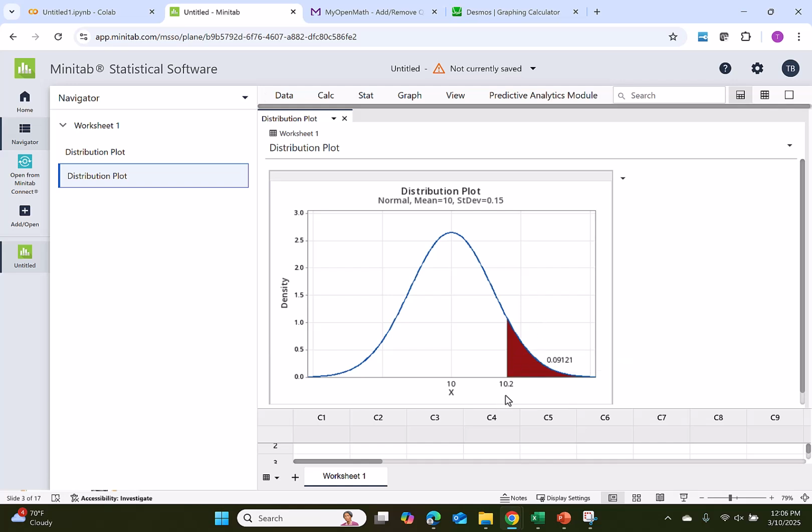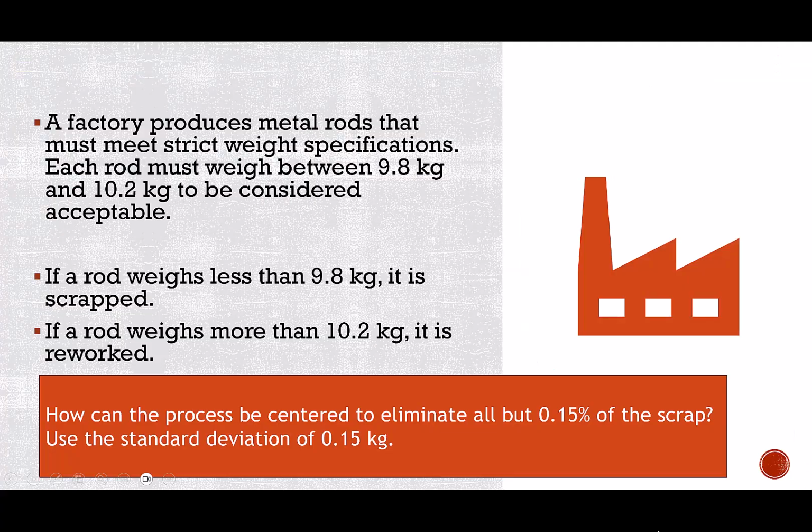Now we can see greater than 10.2 is also 9.121%. So we have these equal values left and right in this particular situation, but remember it could be different depending on the numbers you're given. So now that we know we have 9% on the left, 9% on the right that are either being reworked or scrapped, we want to redo this process.